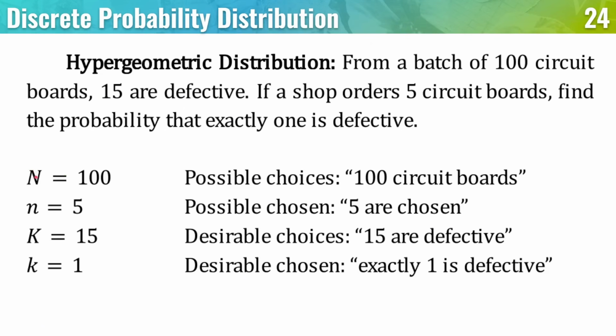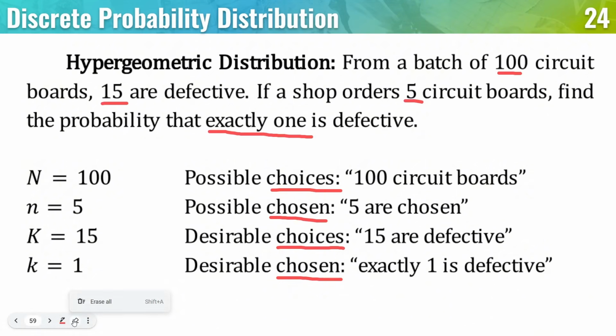First, we need to assign variables N and k. Capital N would be the possible choices. So it says here 100 circuit boards. Lowercase n would be the possible chosen. How many of 100 did we choose? We chose 5 because we ordered 5 circuit boards. Capital K would be the desirable choices. Since we're looking for the defective ones, the desirable choices are the 15 defective ones. Lastly, we have the desirable chosen. In this scenario, exactly one is defective. That's why our k is 1.